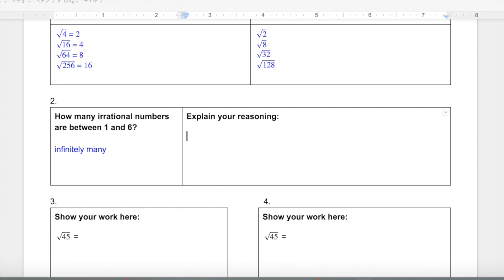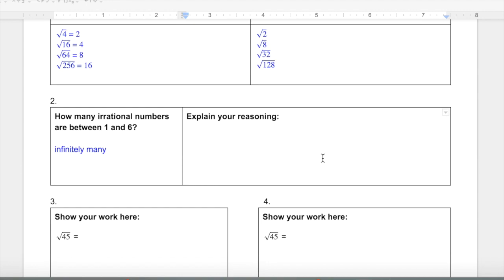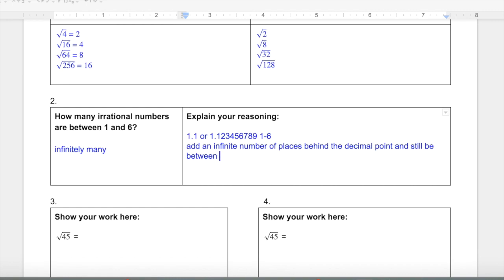Okay. And we talked about this, or we read about this in The Number Devil. And it talked about how you could have 1.1 or 1.123456789, and all of those numbers are between 1 and 6. So you can add an infinite number of places behind the decimal point and still be between 1 and 6. So for every whole number, you could add that decimal point and still be between 1 and 6.